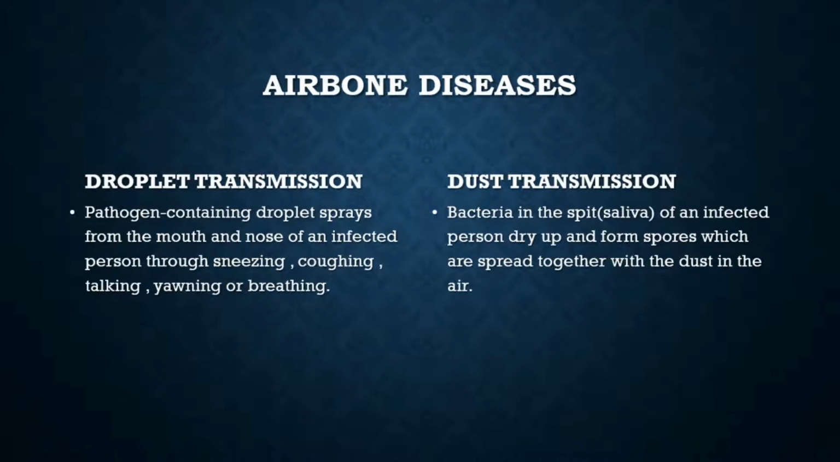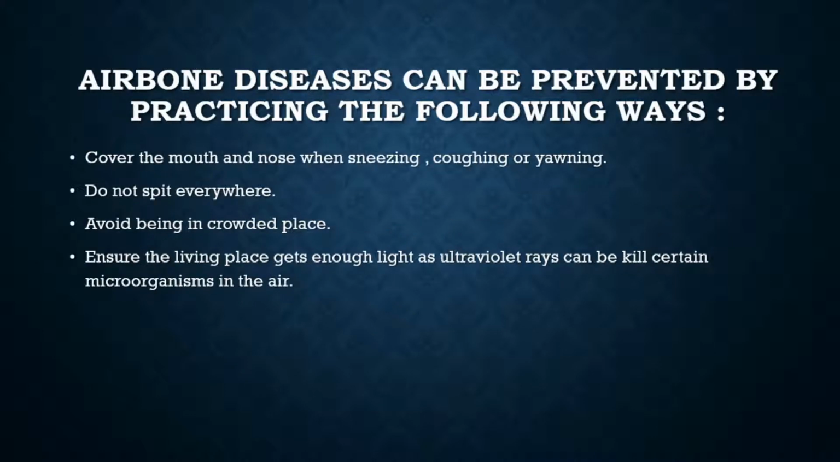Airborne disease. Droplet transmission: pathogens contained in droplet sprays from the mouth and nose of an infected person through sneezing, coughing, talking, yawning, or breathing. Dust transmission: bacteria in the spit or saliva of an infected person dry up and form spores which are spread together with the dust in the air. Airborne disease can be prevented by practicing the following ways.